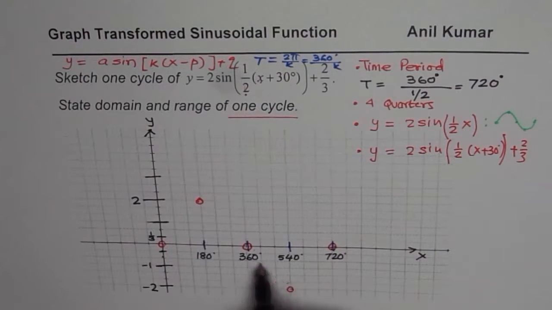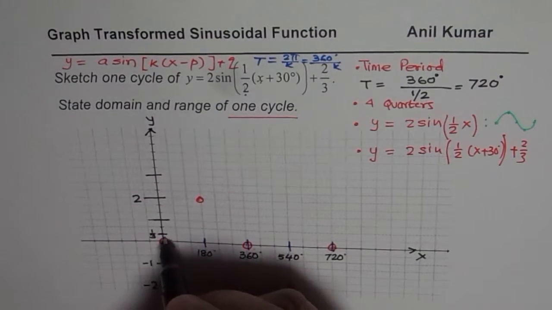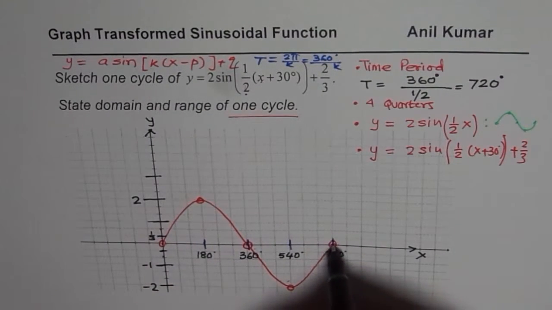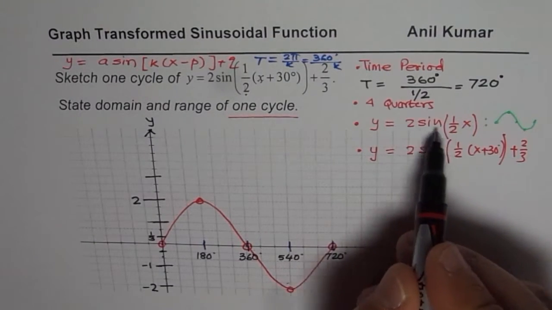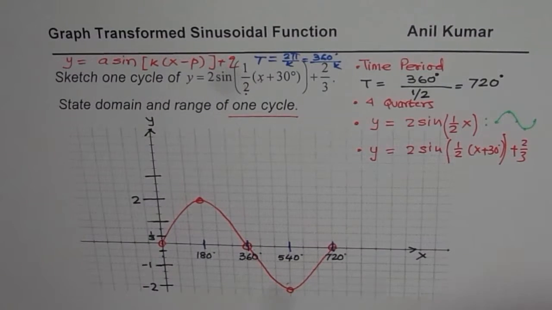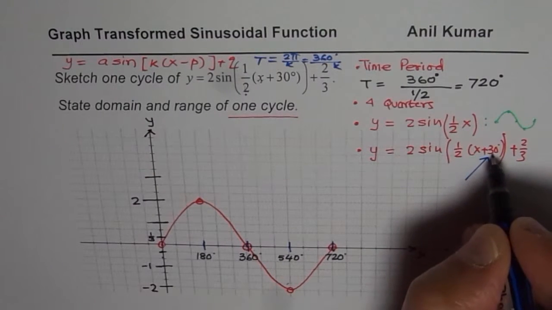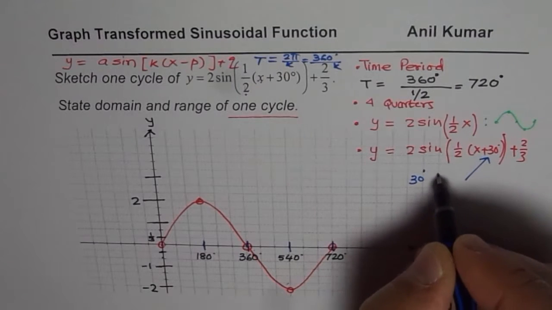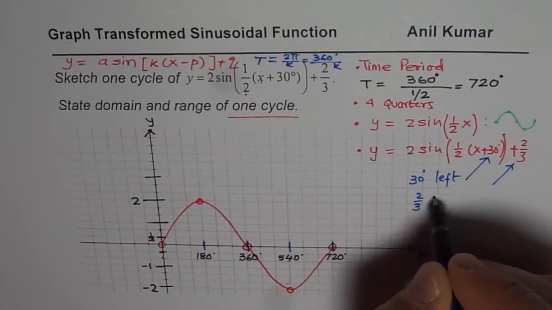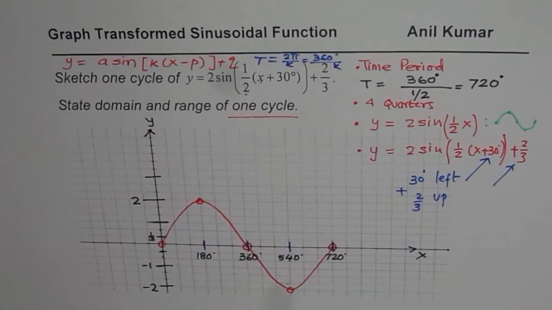Each key point is on the quarter of the cycle, right? So each quarter of the cycle. So we can join them and say this is our sine wave, and that is the sine wave which incorporates stretches and compressions. Perfect. Now in the second phase, what are we going to do? We are going to do translations. So translation, because of 30 degrees, this is 30 degrees left, right? And this one is 2 over 3 up. So these are the two translations which we have added to the given stretched function.